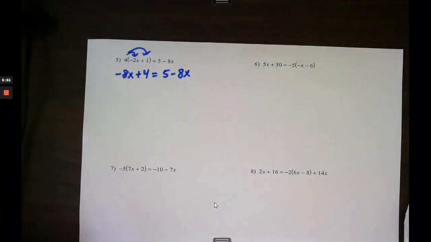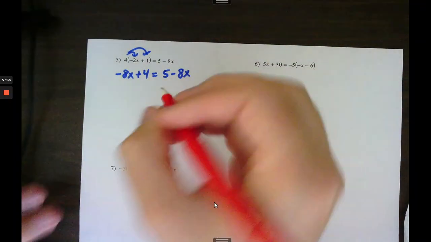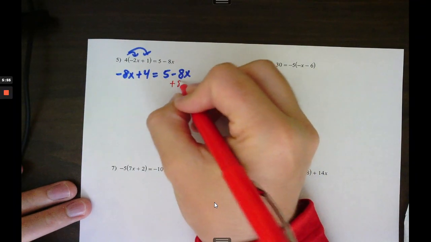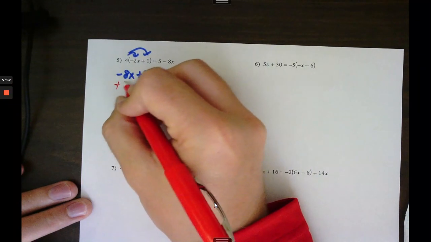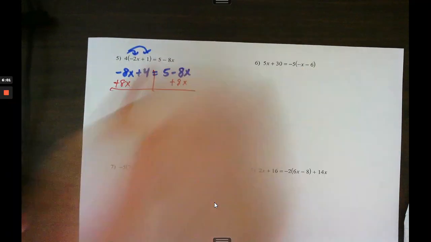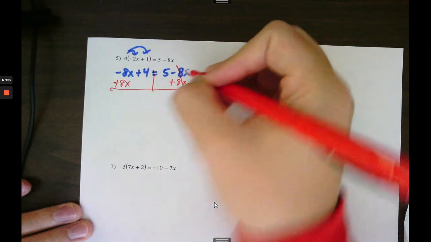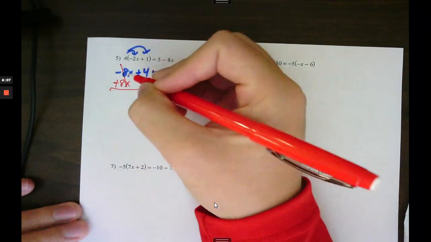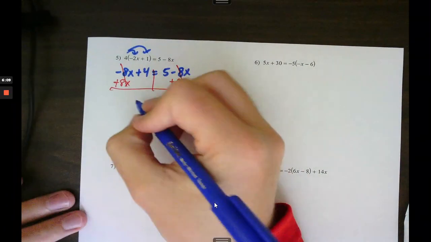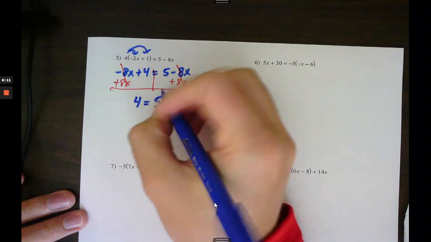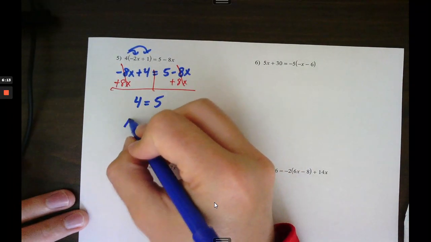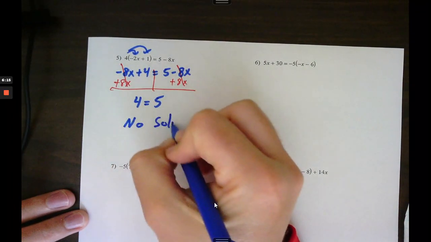Now I need to get my x's on the same side. Okay, so I'm going to add 8x to both sides. And then negative 8x plus 8x cancels, negative 8x plus 8x cancels, leaving me with 4 equals 5. False statement, therefore no solution.